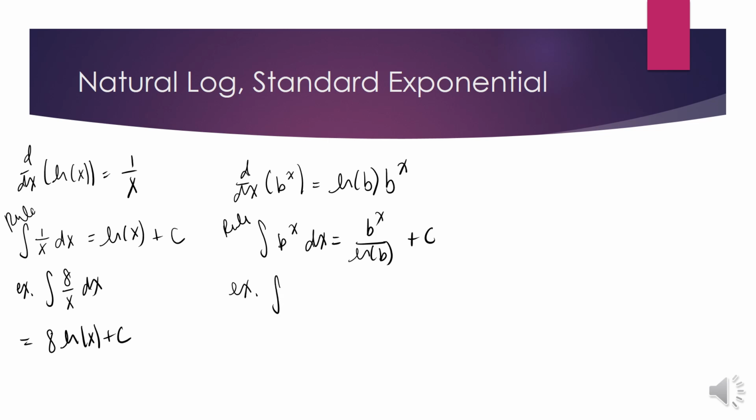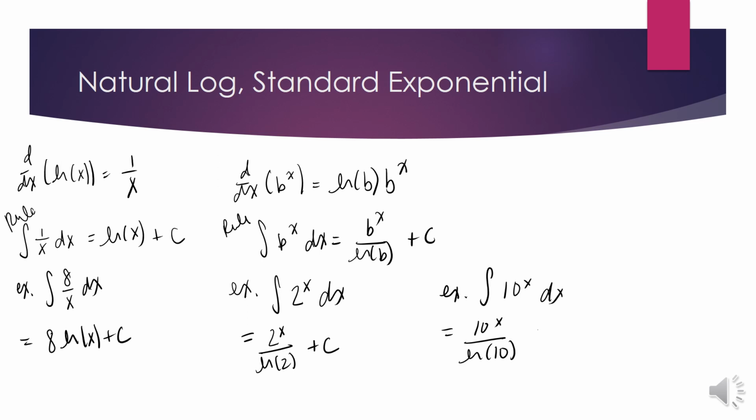So for example, what's the antiderivative of 2 to the x? Well, the derivative of 2 to the x is natural log of 2 times 2 to the x. But the antiderivative, we're dividing, not multiplying. And one more of these. How about the antiderivative of 10 to the x? So if we were doing the derivative, we'd be multiplying by natural log of 10, but we're not, we're doing the antiderivative. So I get 10 to the x over natural log of 10 plus c.